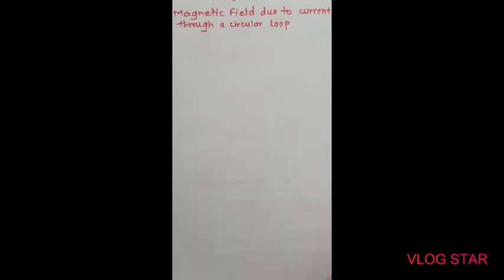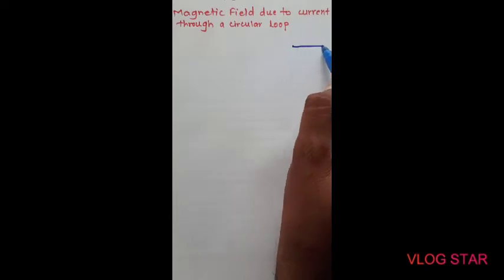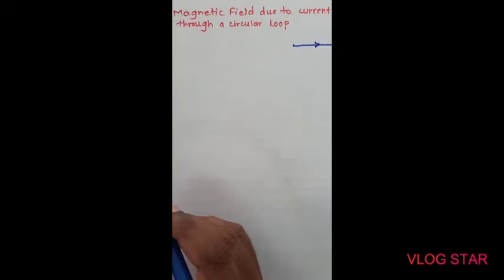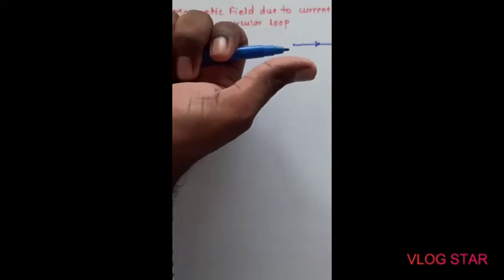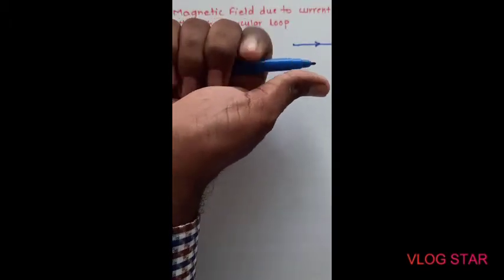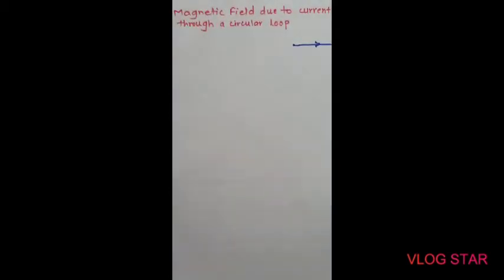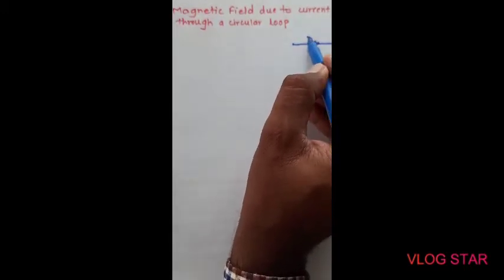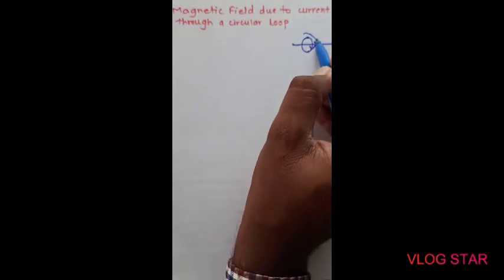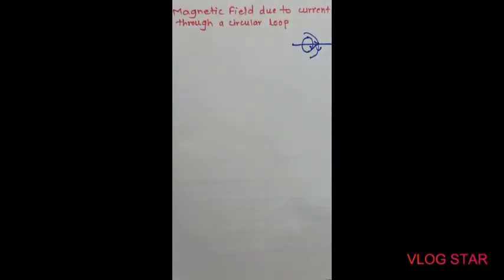Look here, if we have a straight conductor like this, then assume the direction of current is like this. By applying the right hand thumb rule, we will get the direction of magnetic field. So let us apply the right hand thumb rule for magnetic field. Thumb is in the direction of current, then curled fingers are in the direction of magnetic field. So your magnetic field would be like this, isn't it? This is the magnetic field direction for a straight conductor.